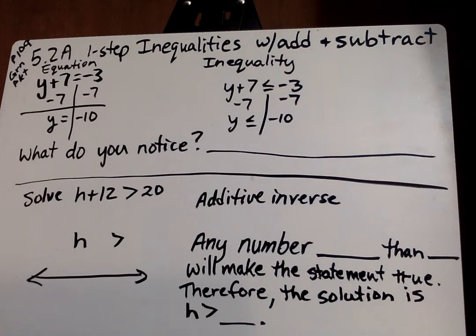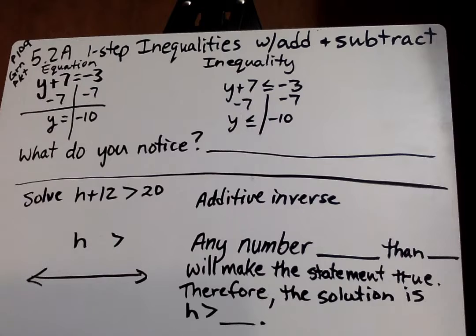Hello students, today we will be going over 5.2a. This is page 109 in your green packet. Our objective: I can solve one-step inequalities with addition and subtraction. Compare the steps to solving equations and inequalities in the examples below.